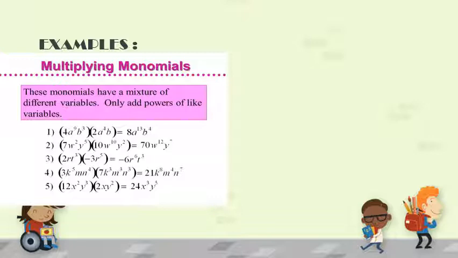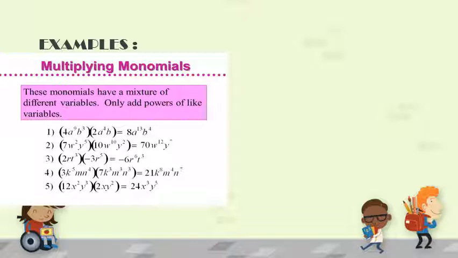Third question, 2rt^3 into minus 3r^5. The product of 2 into minus 3 gives us minus 6. R raised to 1 and r raised to 5, when you multiply, it is r raised to 6. Then t raised to 3 alone is there. There are no other t terms. So it remains as t raised to 3 itself.